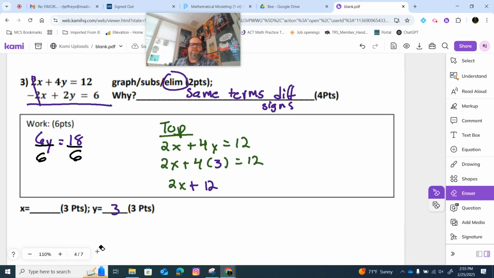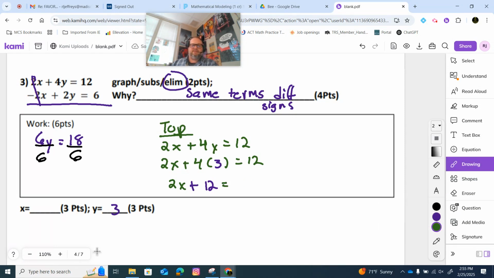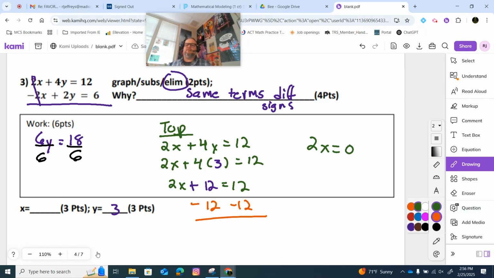Now, some people will be able to see this before they do it. Some people will have to wait until they do this step to say, wait a minute, something doesn't smell right. When you subtract this 12, you're going to get 2x equals 0. We found y first, and now we're going back and solving for x.